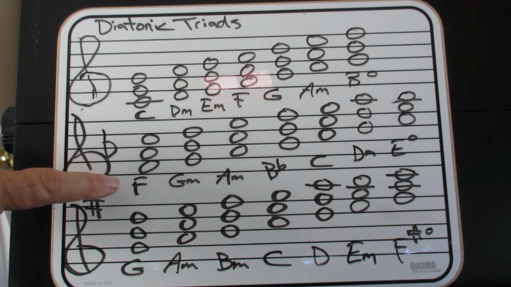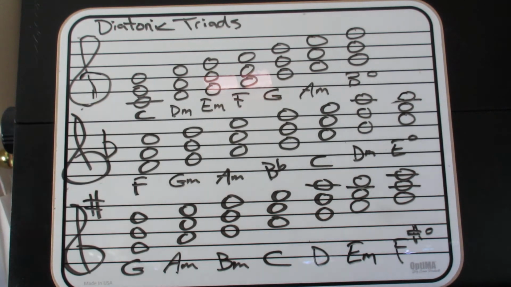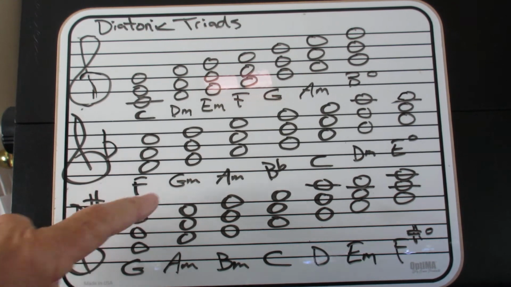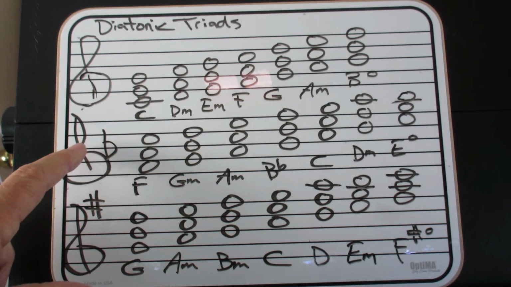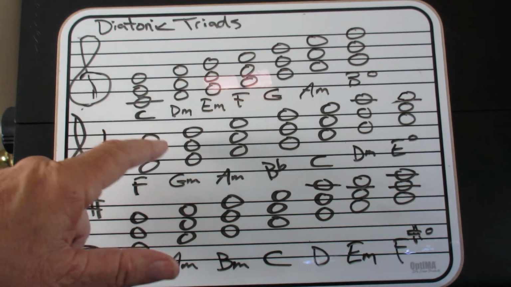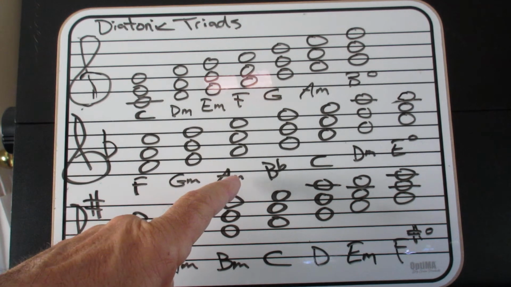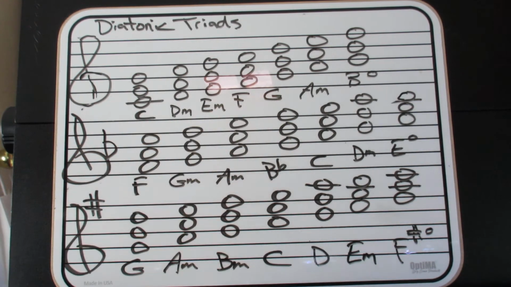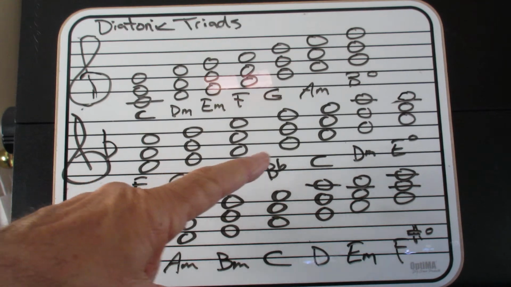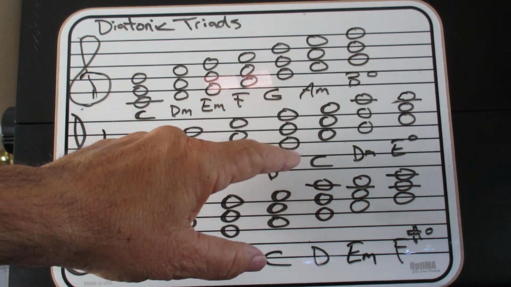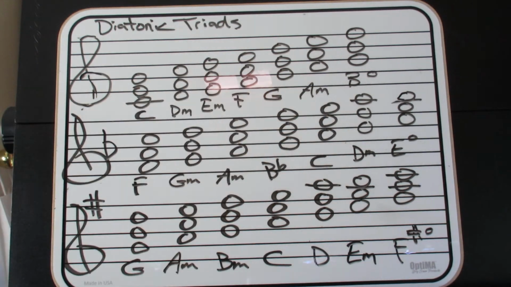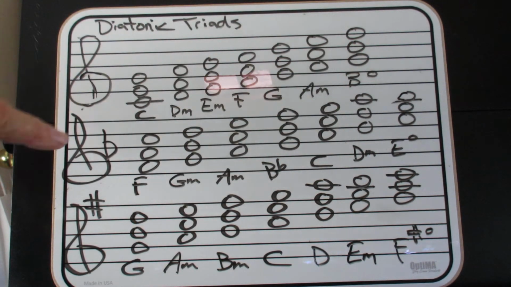If I come down here, you'll notice I have the same exact pattern. The first chord is an F major chord, then a G minor chord, because that B flat from the key signature makes it minor. A, C, E is A minor. B flat, D, F is a B flat major triad. C, E, G is a major triad. D, F, A is a minor triad, and then E, G, B flat from the key signature is a diminished triad.